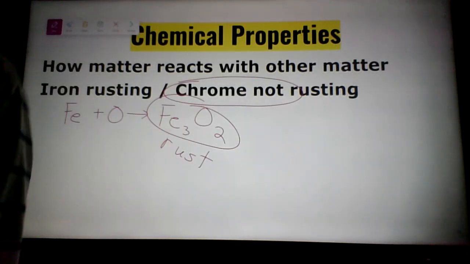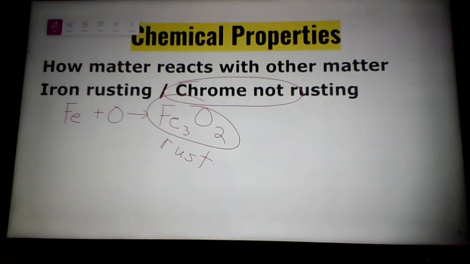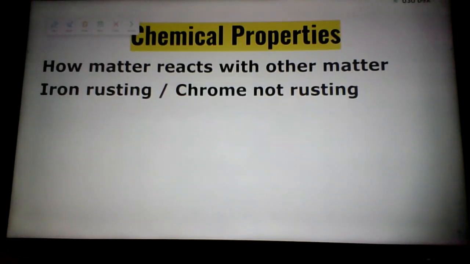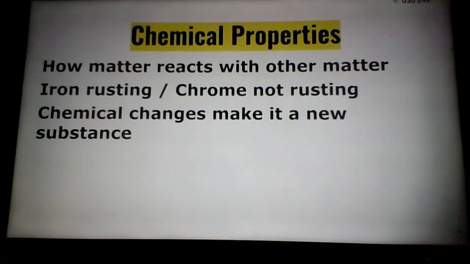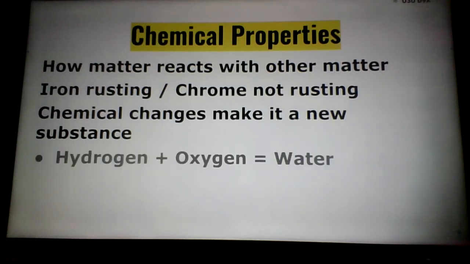And that's the reason many faucets have chrome coatings over them, because the chrome is not going to rust and ruin the pipes. Chemical changes cause a new substance. They take whatever we have and turn those substances into something new. And we'll talk about the 4 different kinds of reactions in a couple chapters from now.